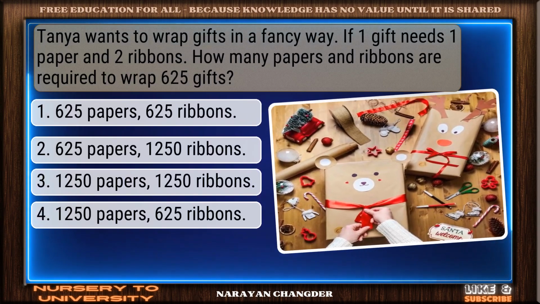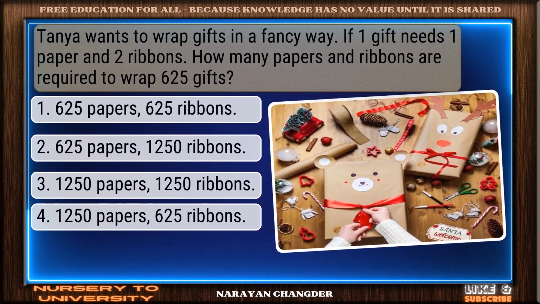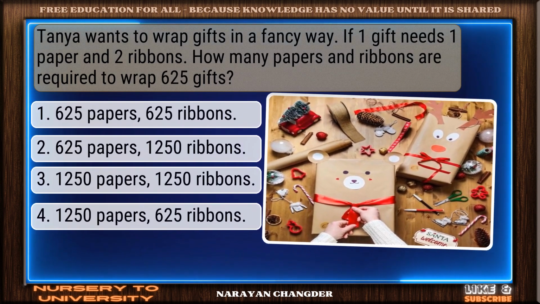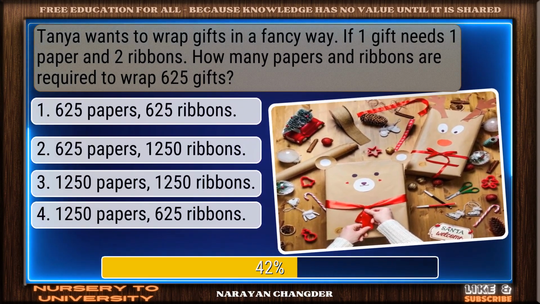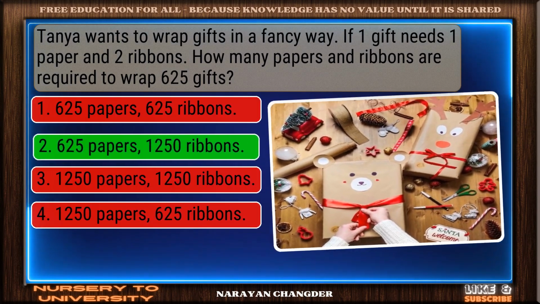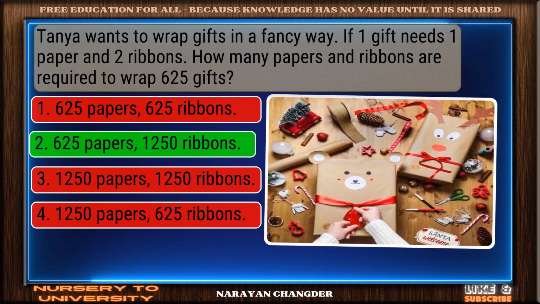Tanya wants to wrap gifts in a fancy way. If one gift needs 1 paper and 2 ribbons, how many papers and ribbons are required to wrap 625 gifts? On track, 625 papers, 1250 ribbons is the correct answer.